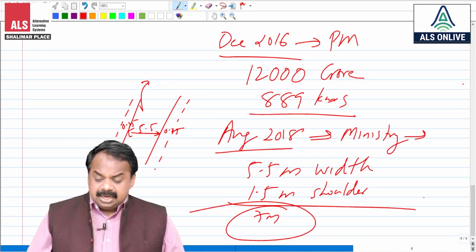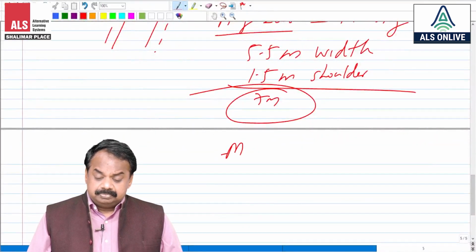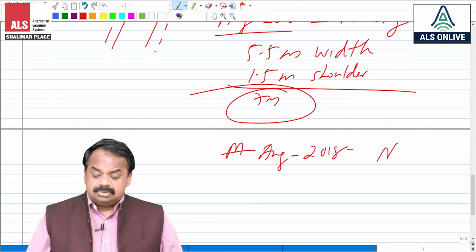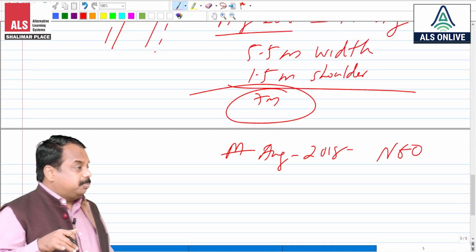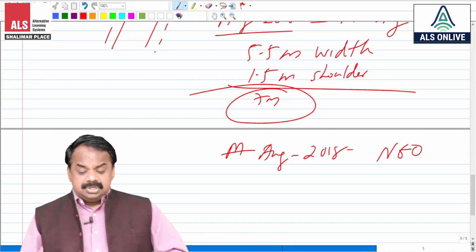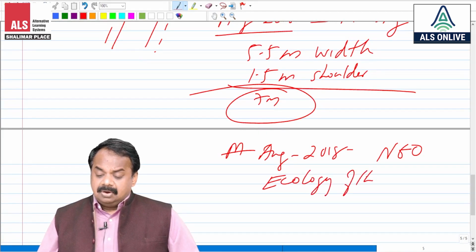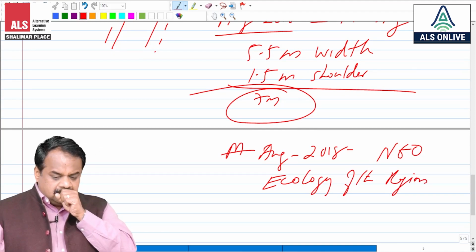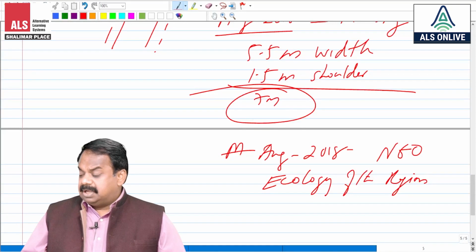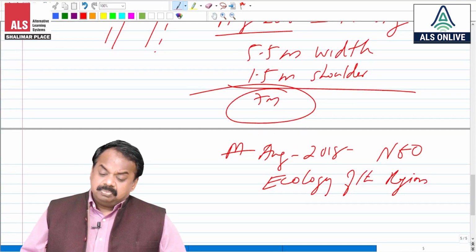But in August 2018, some NGOs approached the Supreme Court against the project, saying that it can have serious implications on the ecology of the region. The ecology of the region can be affected. Naturally, some people have approached, and so the matter went on.